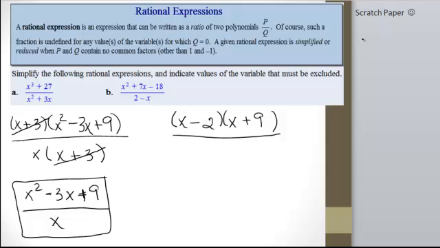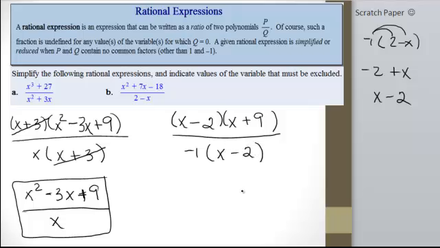So just to remind you of something, what if you had -1 times 2 minus x? That would be -2 plus x, which is the same thing as x minus 2, right? So what I want to do is factor a -1 out of the denominator, and I'll be left with x minus 2. I did that because now I can reduce these. So I'm left with x plus 9 over -1. You can also write that as -x minus 9.